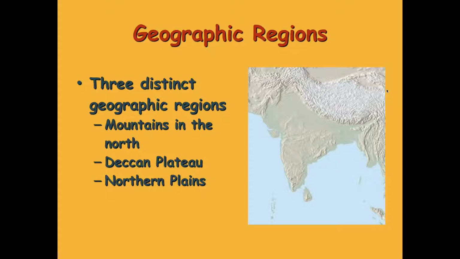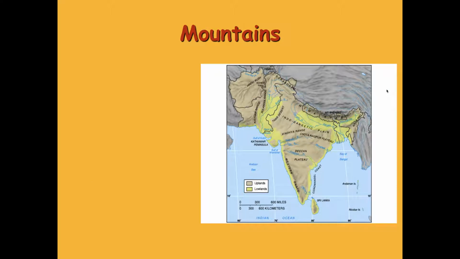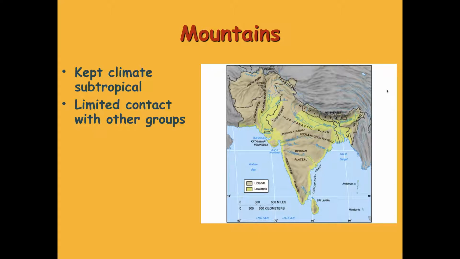And then finally, you have the northern plains, which is an area that is a bit more tropical. Okay, as you can see right there, everything's labeled. The lowlands are a part of the plains. The Deccan Plateau is the triangular shape at the bottom there, and you can see the various mountains along the northern top. The mountains help to keep the climate tropical. They keep all the warmth and the rain trapped in that area. And also limited contact with other groups because these mountains protected the edges of India. Fewer people were able to access this area because the mountains kept them away.